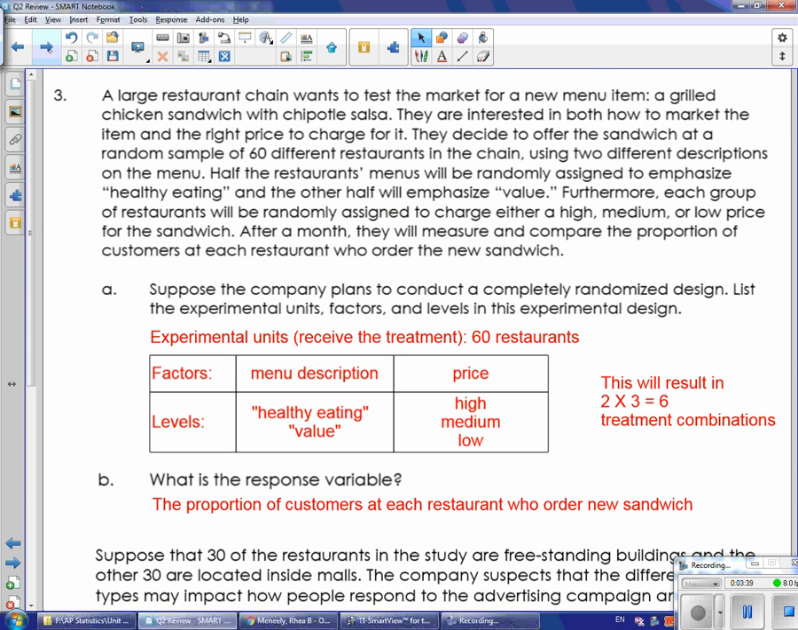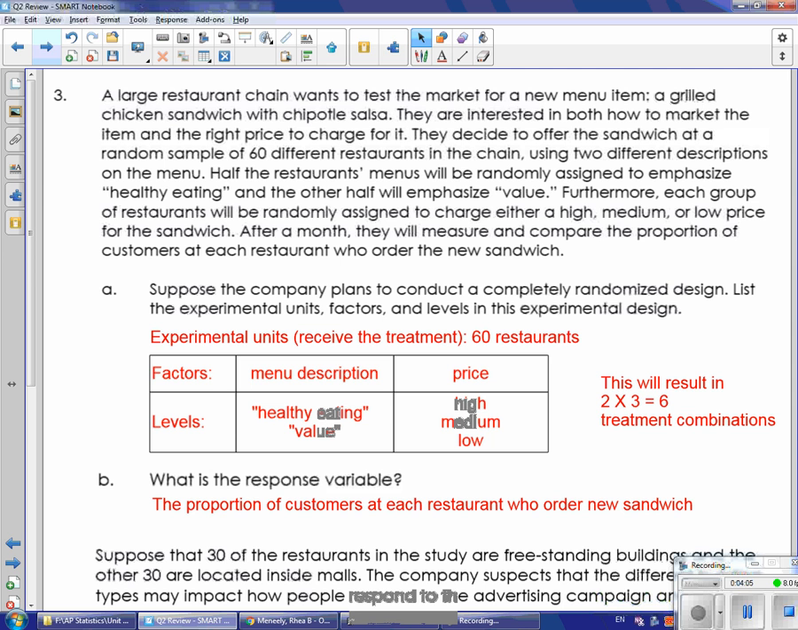Number 3, it says a large restaurant chain wants to test the market for a new menu item, a grilled chicken sandwich with chipotle salsa. They are interested in both how to market the item and the right price to charge for it. They decide to offer the sandwich at a random sample of 60 different restaurants in the chain using 2 different descriptions on the menu. Half of the restaurant menus were randomly assigned to emphasize healthy eating, and the other half will emphasize the value.